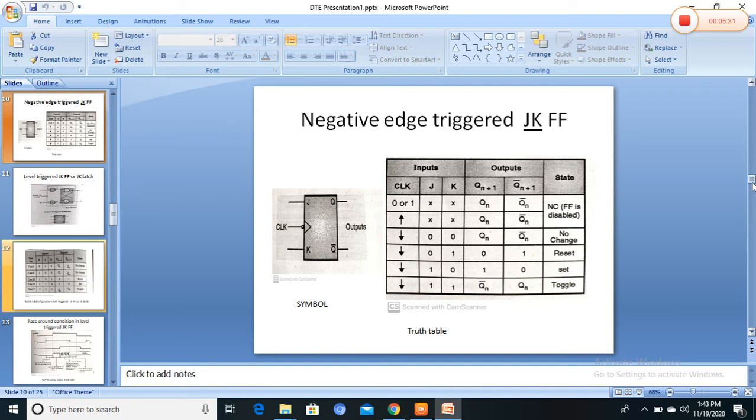Next is the same explanation, only the diagram is changed. Here for the clock you have to connect one bubble. This is the negative edge trigger, and in the truth table, for a falling edge clock, the flip-flop will respond to change its output. So the flip-flop is enabled in the last 4 conditions, and in the first 2 conditions the flip-flop is disabled, because the clock is 0 or 1 and the flip-flop does not respond. But when a downward direction clock is applied, in the last 4 conditions the flip-flop will change its output, because this is a negative edge triggered flip-flop.